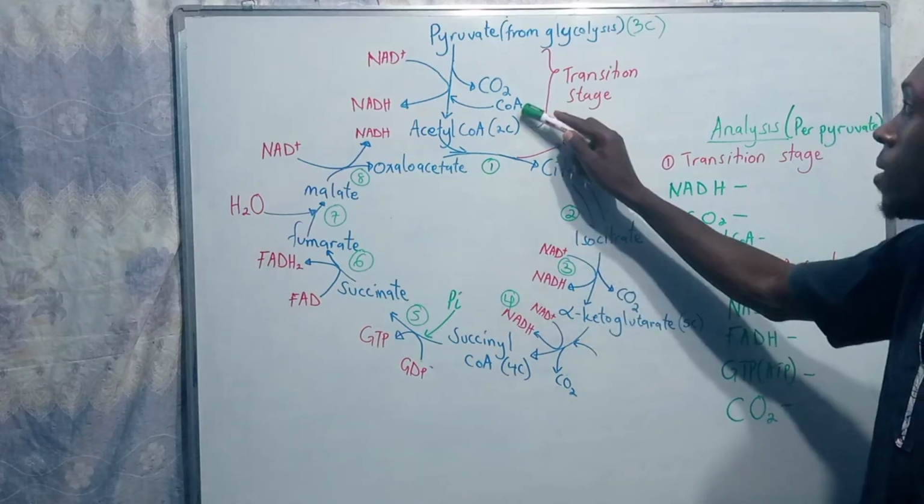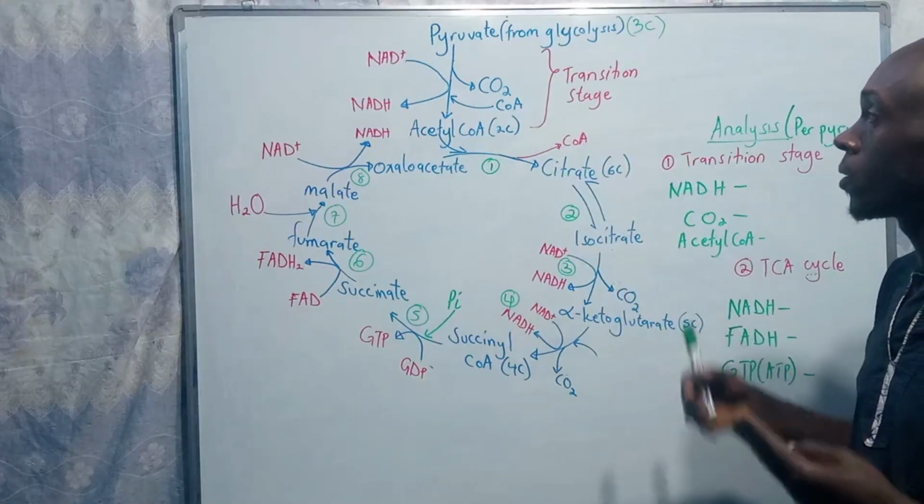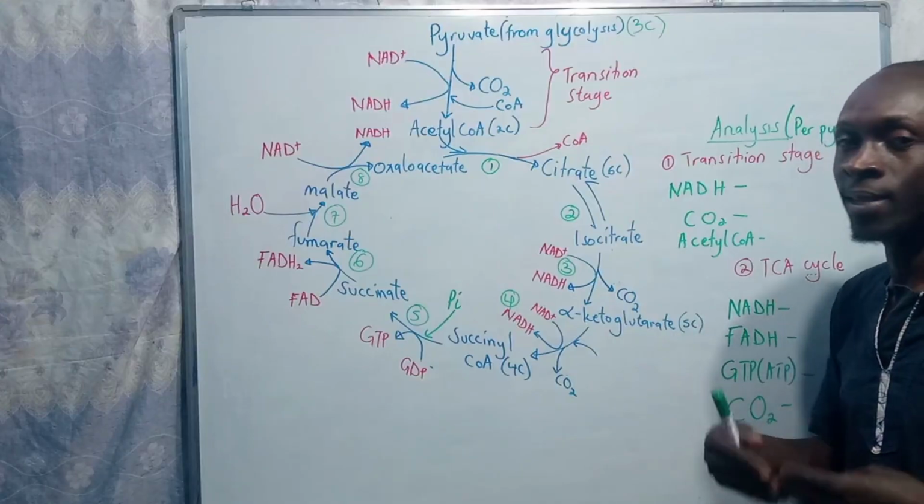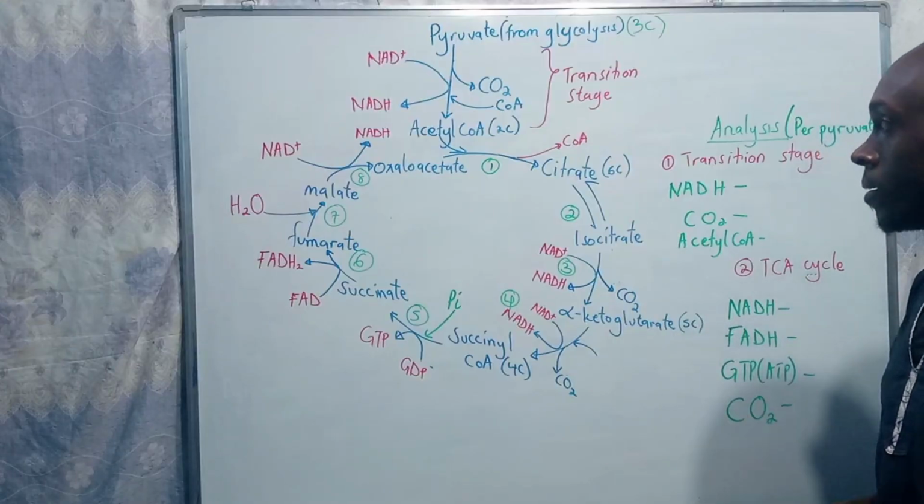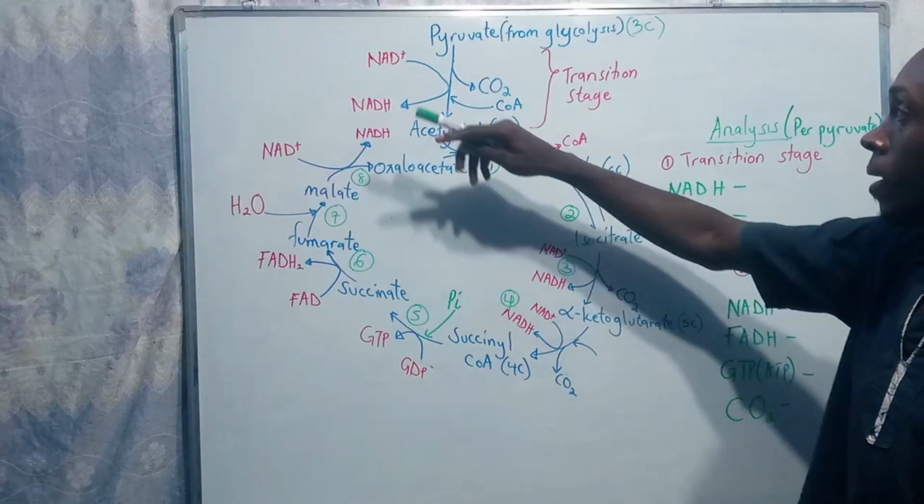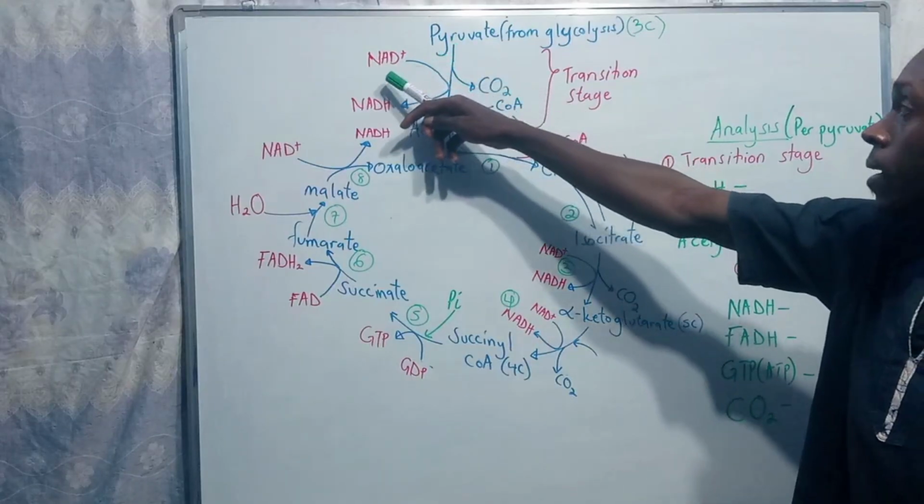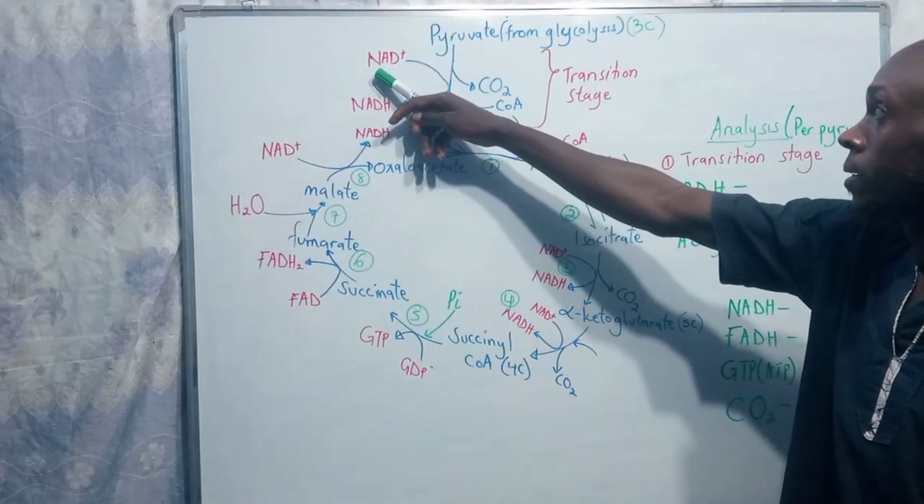So the coenzyme A, what is its role? The role of coenzyme A is to make sure that the acetyl group is highly unstable or highly reactive, so that it can enter into the cycle. So at this stage, still we have reduction taking place.